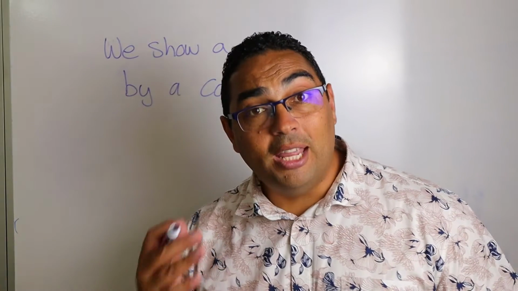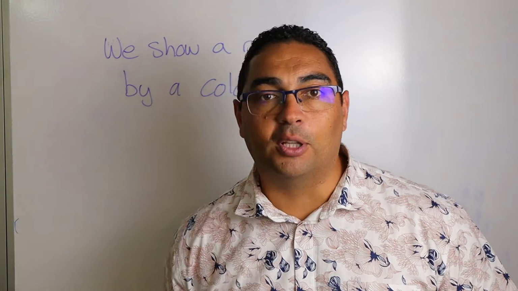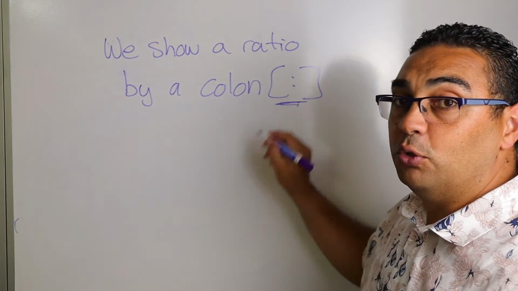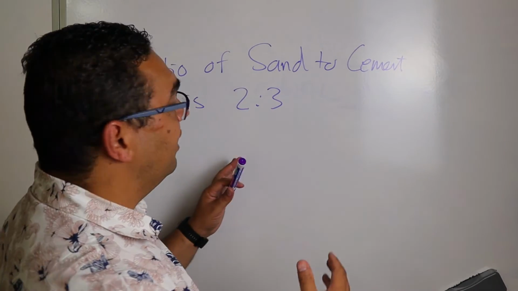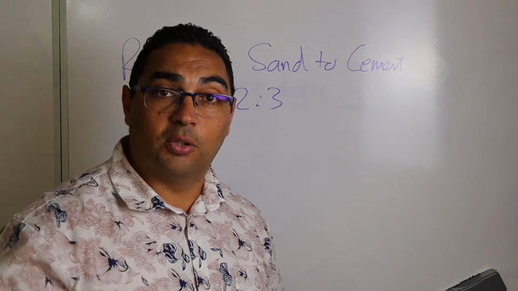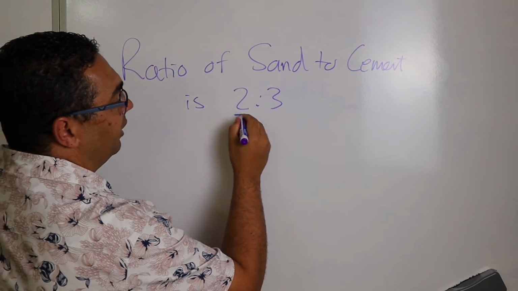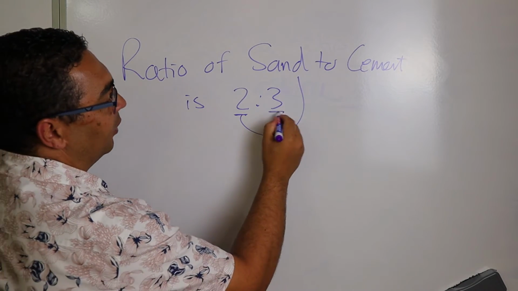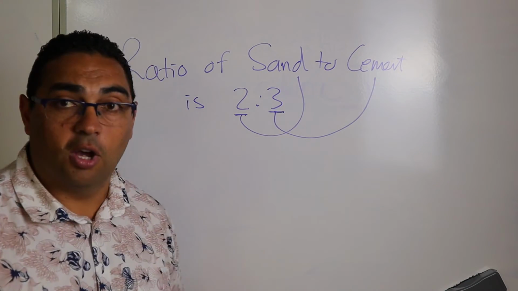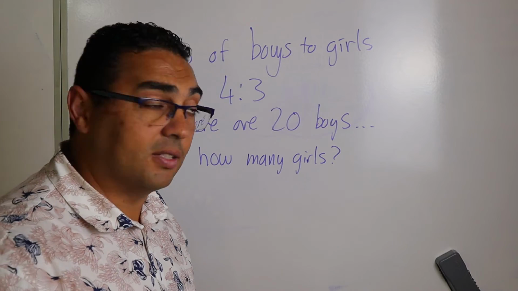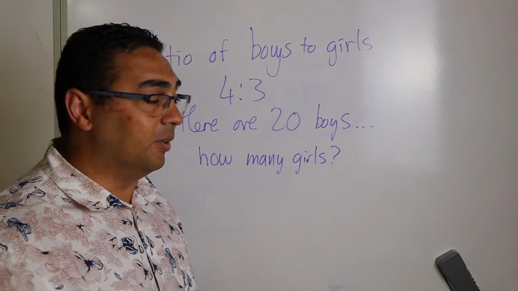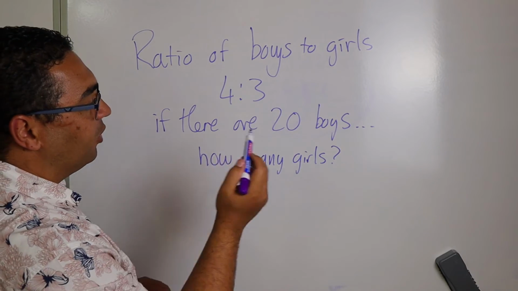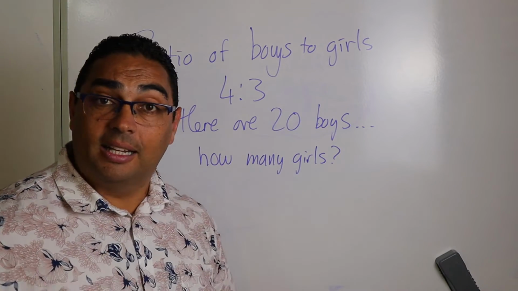Now, in our ratio examples, first of all, don't forget that we are going to use the colon. So here we have the ratio of sand to cement, 2:3, which means that for every 2 parts of sand, we will need 3 parts of cement. Here's another example. The ratio of boys to girls is 4:3. If there are 20 boys, how many girls do we have?